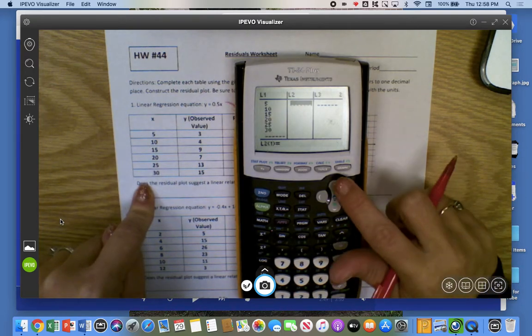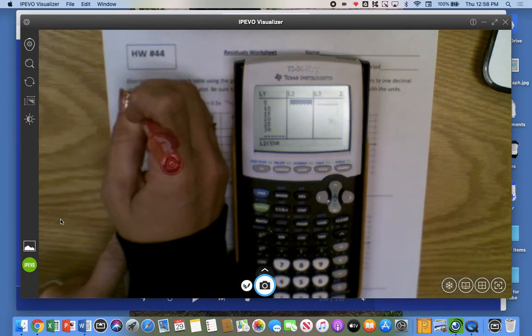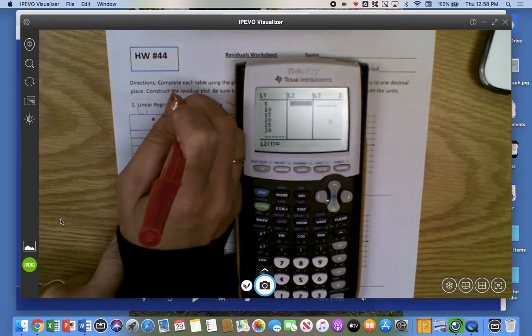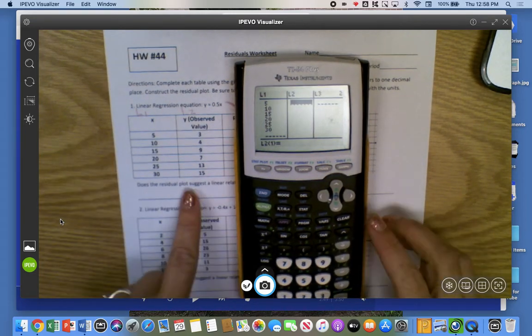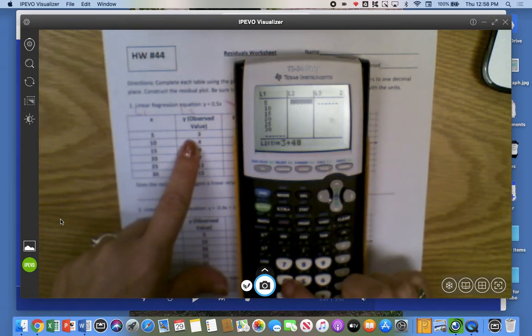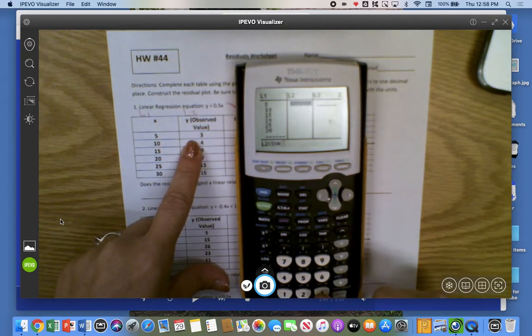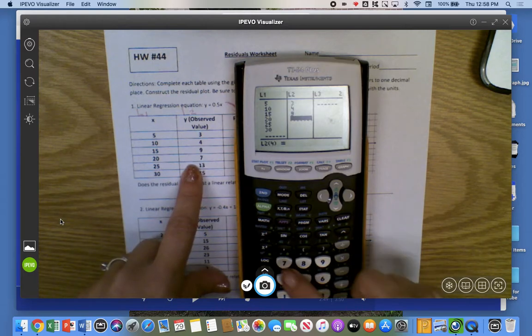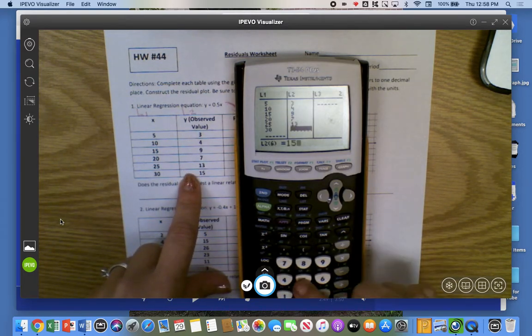Now I'm going to go over here. This is my L1, and this is going to be my L2. I need to find a better pen. So we have 3, 4, 9, 7, 13, 15.